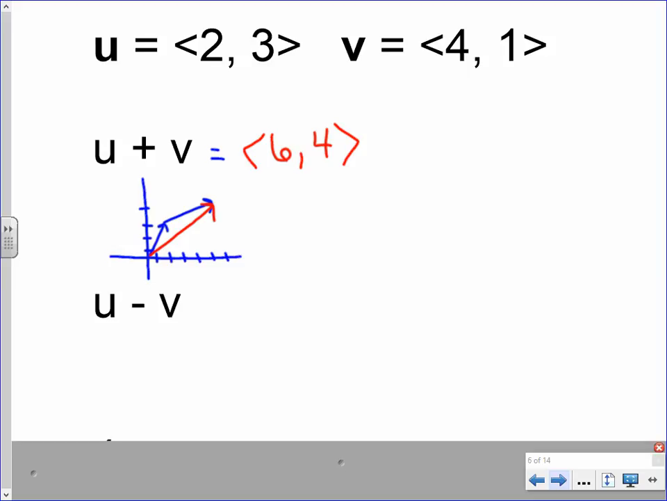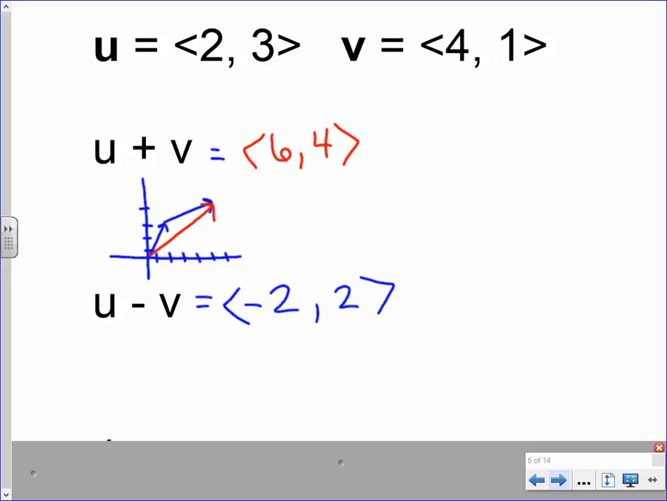u minus v. Molly, what vector would that be? Can you subtract the u and the v from the x and the y's? Yeah. Oh, so 2, oh wait, -2. So -2, 2. Good. -2, 2. You can just take the first one and subtract the second one. Keep the horizontals together, keep the verticals together.